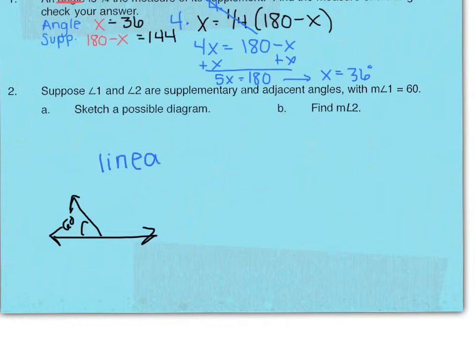How would I find measure of angle 2? Jackson, go ahead. You would subtract 60 from 180. Yeah. If total they have to make 180, I could do 180 minus 60, and I find 120. You got it. Questions on that? Olivia, you writing all this down? Yeah. Okay.